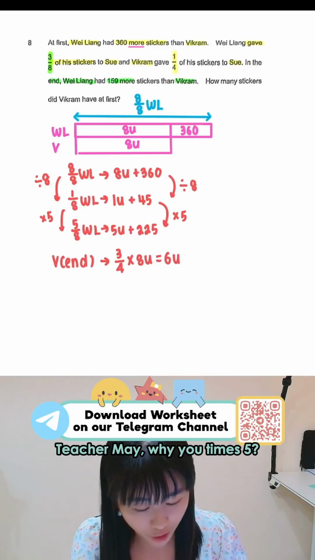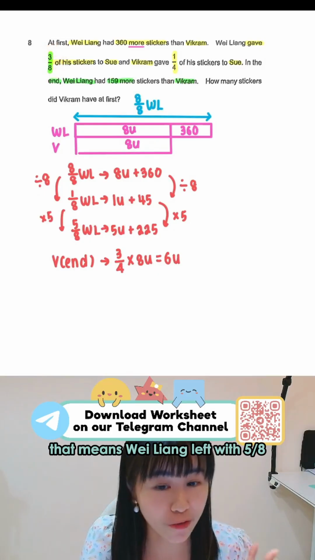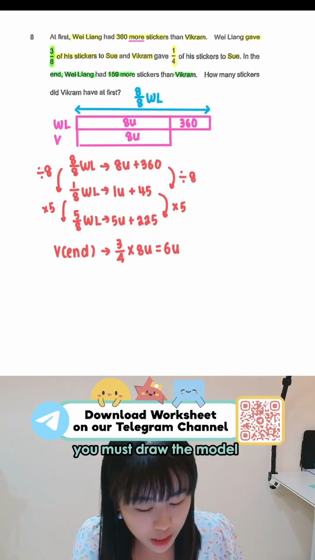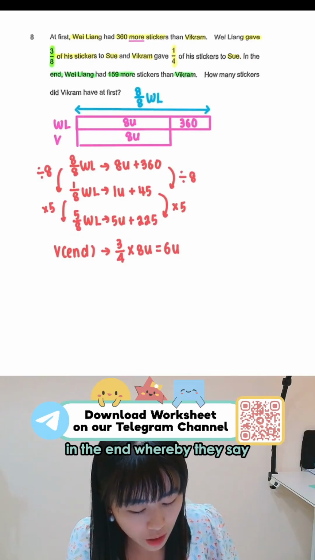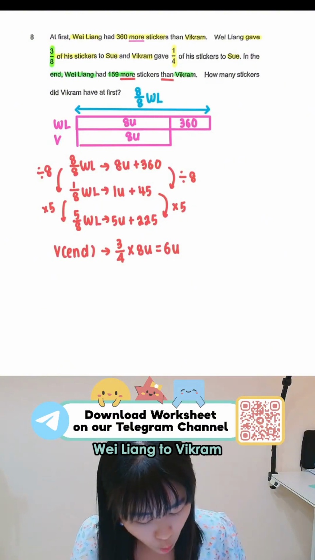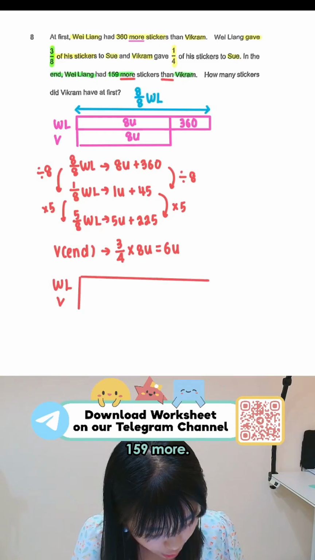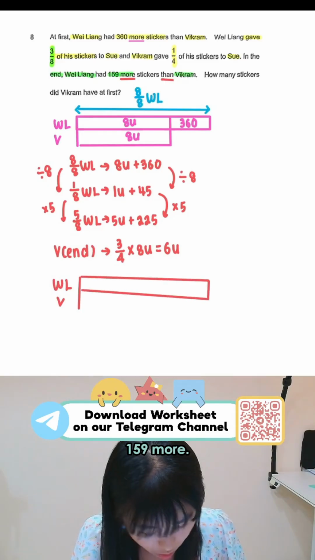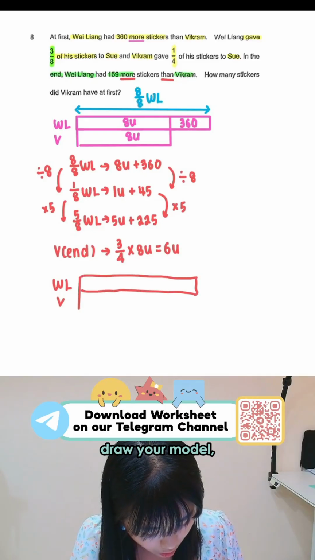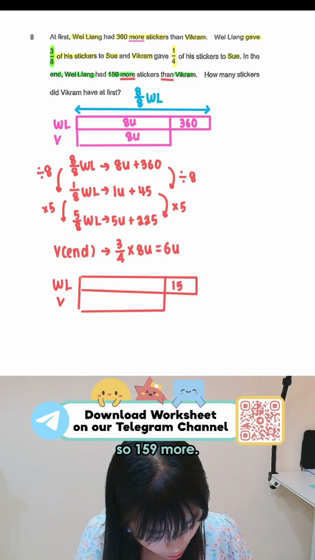Teacher May, why do you times 5? Because Wei Liang gave 3/8. That means Wei Liang is left with 5/8. 1 whole minus 3 is 5/8. How do you do this question? You must draw the model in the end whereby they say Wei Liang had 159 more than Vikram. So Wei Liang to Vikram, 159. Draw it. Remember, every time you see more than or less than, draw your model. Just draw.